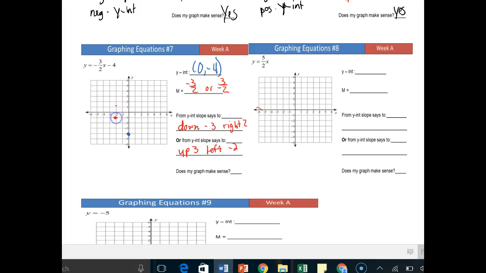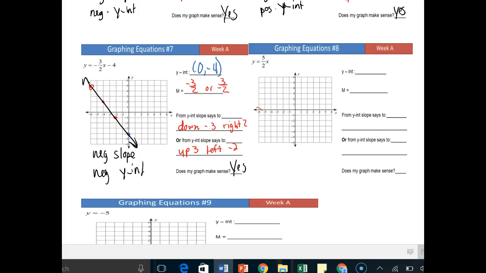So up 3, 1, 2, 3, left 2, 1, 2. Up 1, 2, 3, left 2. And there's our negative sloping line with a negative y-intercept, which is exactly what the equation says. Negative y-intercept, negative sloping line, negative slope, negative y-intercept. So yes, we are correct.